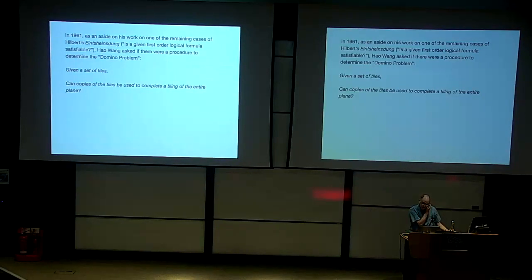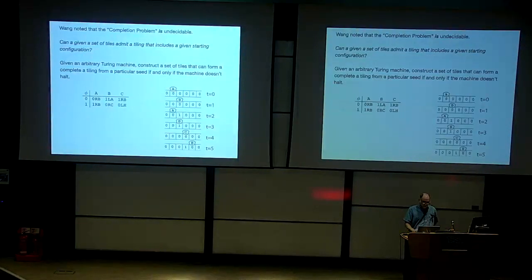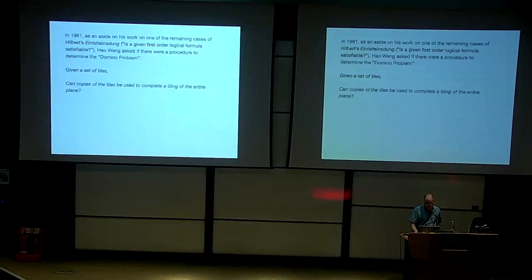So he asked, given a set of tiles, can copies of these be used to form a complete tiling of the entire plane? Of course, that's not really what he asked because he was interested in a specific setting, so we have to be a little bit more precise. He was interested in square tiles with colored edges that must match on their neighbors, and then we only allow shifts. That didn't turn out to be terribly important, but just to be clear. And so that was the domino problem. The domino problem asks, if you have a set of tiles, can you use them to form a complete tiling of the entire plane?